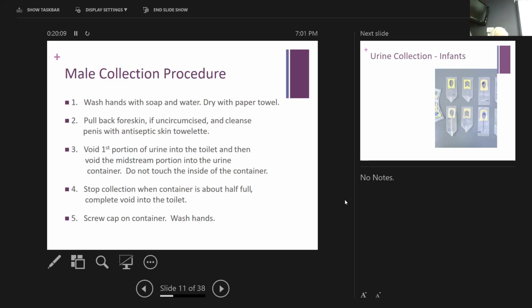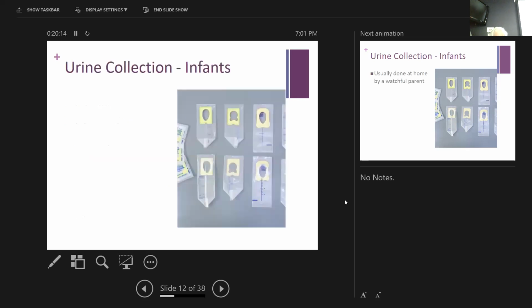Anyway, so again, the issue is just make sure you're clean. Infants are a little different. What you're seeing here is when we need a urine sample from an infant, because you can't tell a kid to pee.